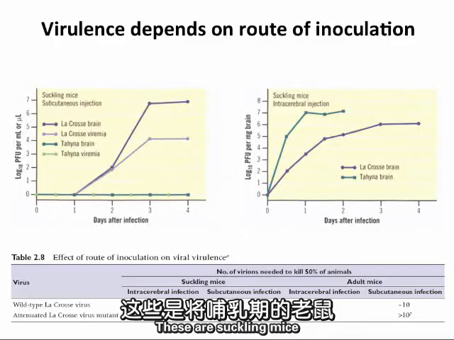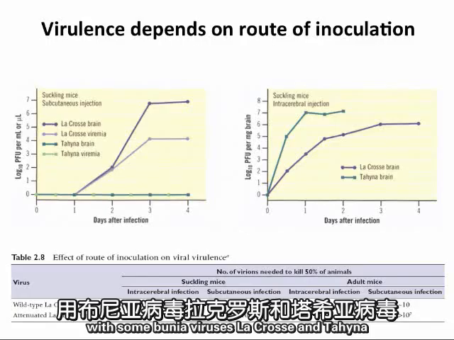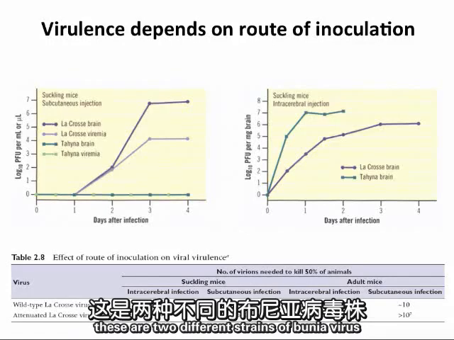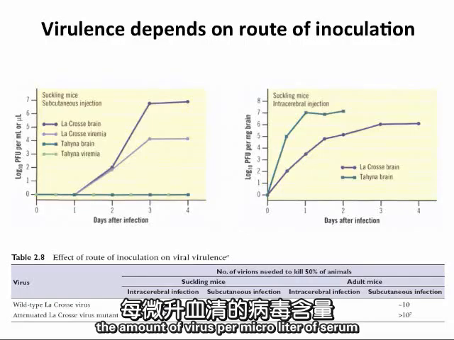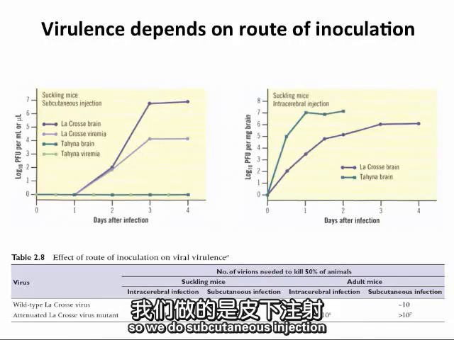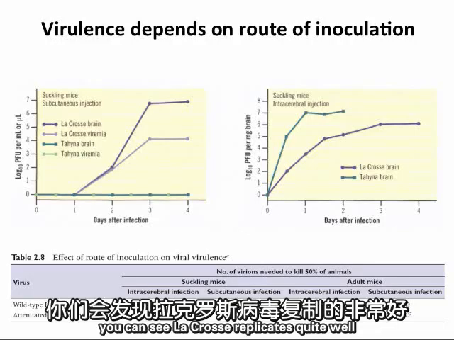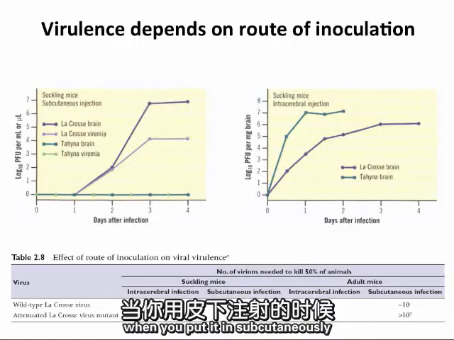These are suckling mice inoculated in two different ways with some Bunya viruses, La Crosse and Tahyna. These are two different strains of Bunya virus. So then we're looking at days after infection. Here, the amount of virus per microliter of serum. So we do subcutaneous injection. You can see La Crosse replicates quite well, whereas Tahyna doesn't replicate at all when you put it in subcutaneously.